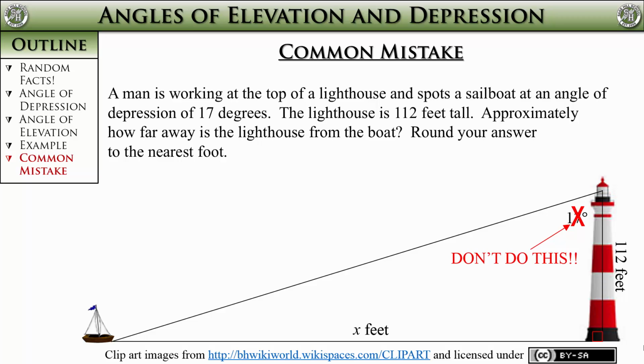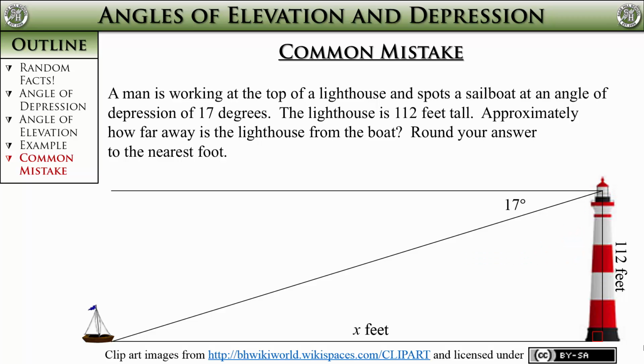So we start with the man at the top of the lighthouse looking horizontally. The angle of depression is how far from horizontal he has to tilt his head down to see the sailboat, so the 17 degrees should go here. That's the correct spot for it. A hugely common error. At this point we have this picture. We have a lovely right triangle, but our 17 degrees is not inside of it.